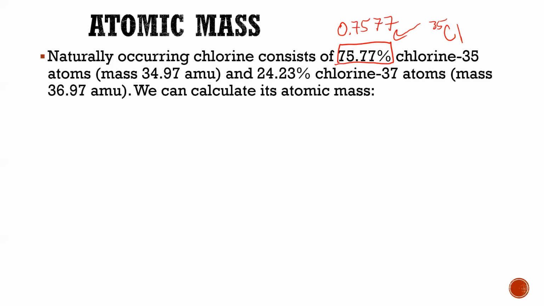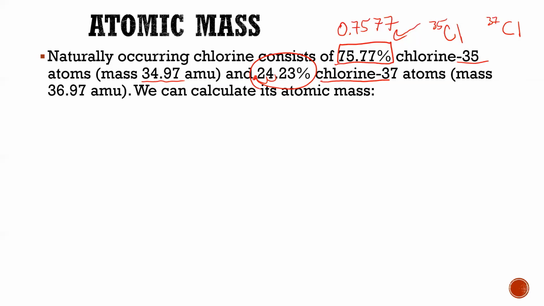Now, when they say chlorine 35, realize it's not exactly 35. It's 34.97 AMU. Why is that? Well, the protons and the neutrons are not exactly 1 AMU, so there's a little bit of a deviation, but they're pretty close. And then the other isotope of chlorine is chlorine 37, and we see that that abundance is 24.23. Now, if I wanted to change that, what am I going to do? Divide by 100, just move that decimal on over.